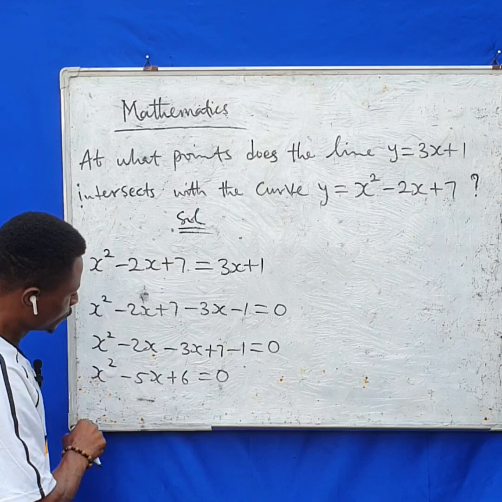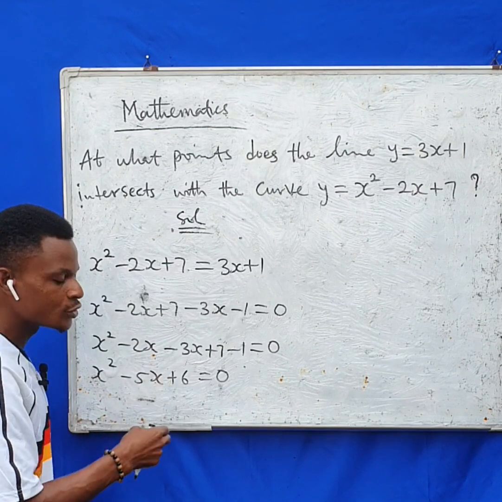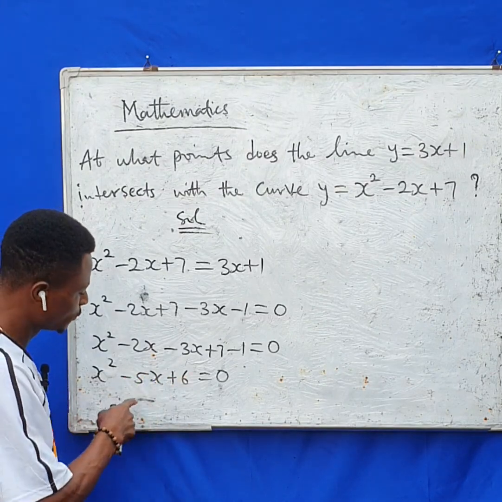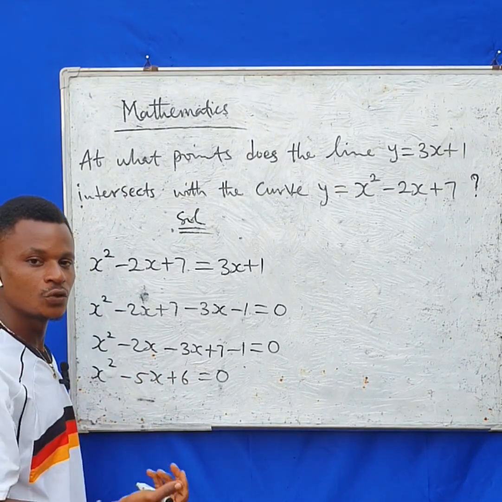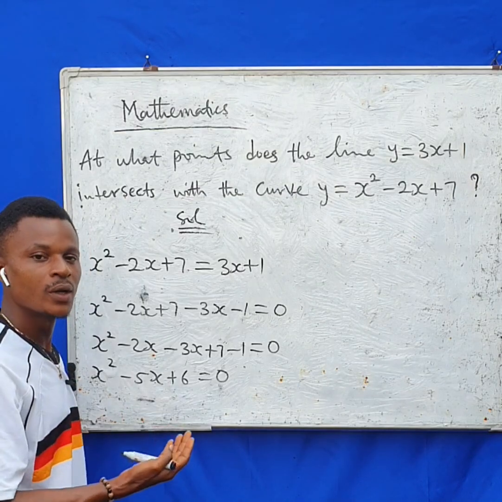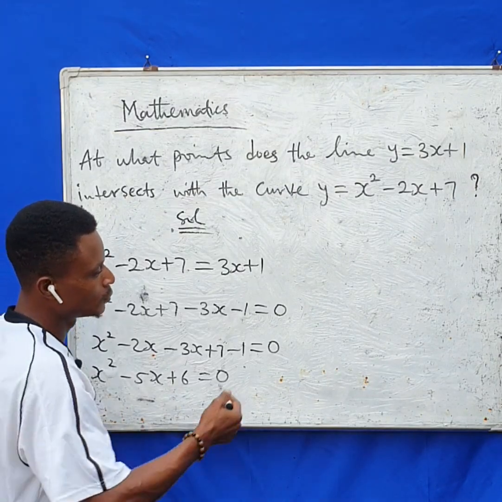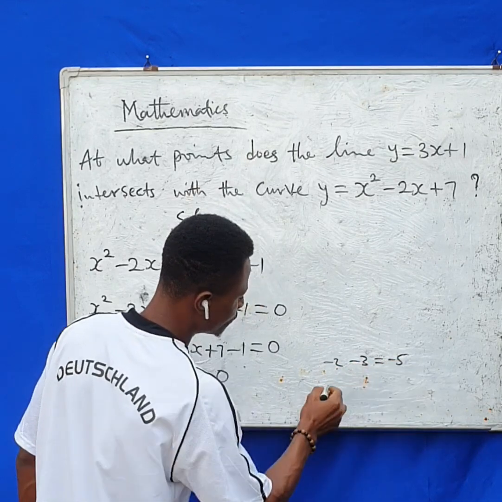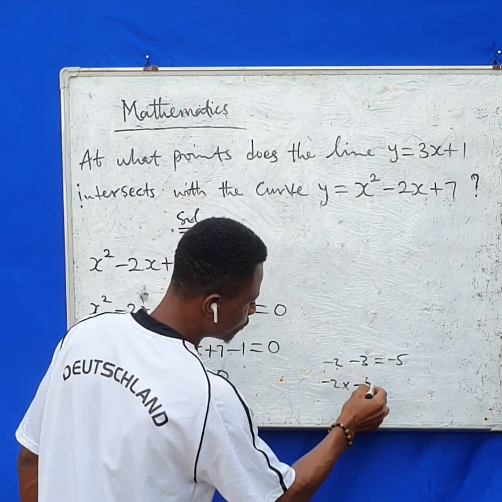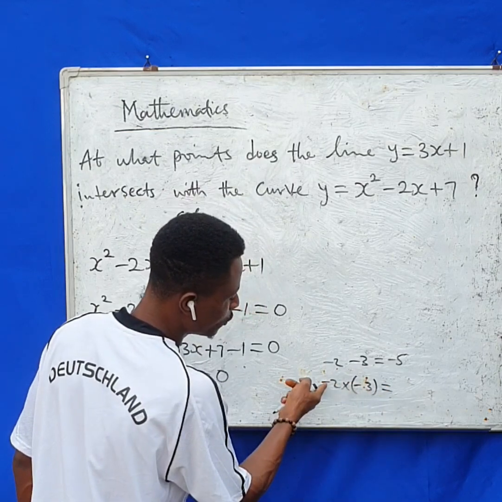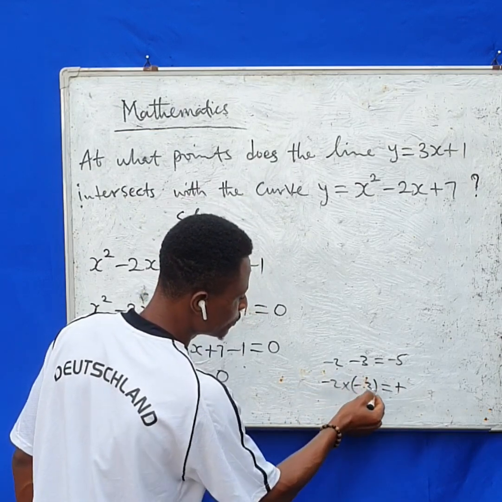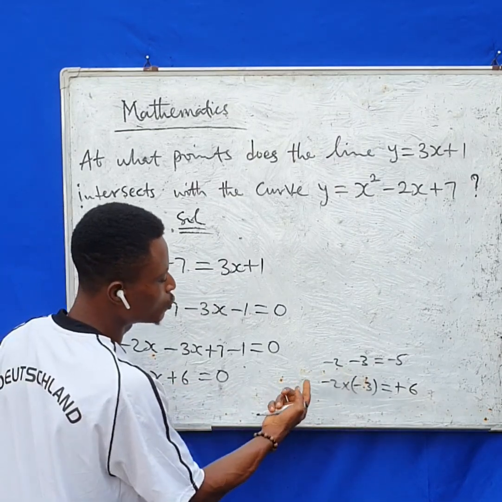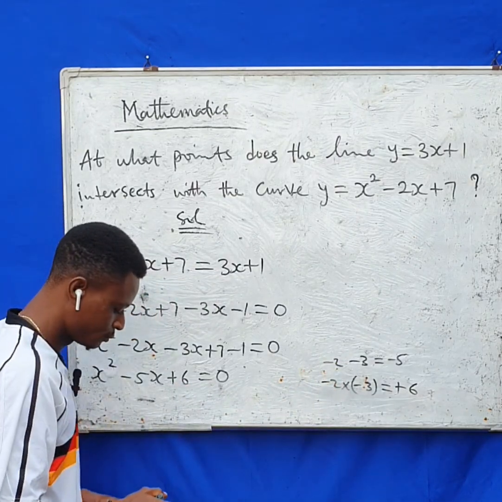To solve this, you have to look for the two numbers that when you multiply them, you get plus 6, but when you add them together, you get minus 5. The two numbers are minus 2 and minus 3. Minus 2 minus 3 will give us minus 5. Minus 2 times minus 3: minus times minus will give us plus, and 2 times 3 will give us 6, which corresponds to plus 6. So these are the two numbers we are going to make use of, minus 2 and minus 3.